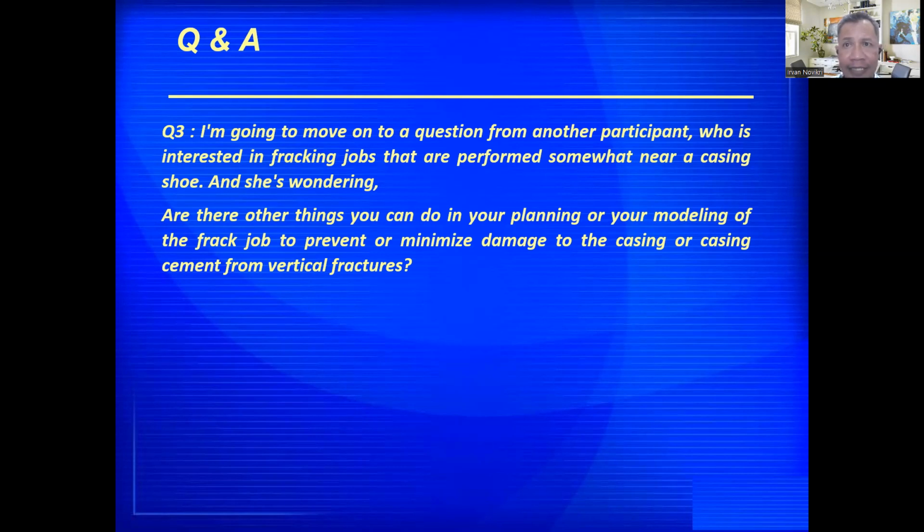That doesn't necessarily mean that you are going to damage that shoe. If you were to try to drill out, you may actually drill into the fracture area and have some communication issues. But if the well is properly drilled and properly cemented, it shouldn't matter if you frac around the shoe. People have done it many times actually.